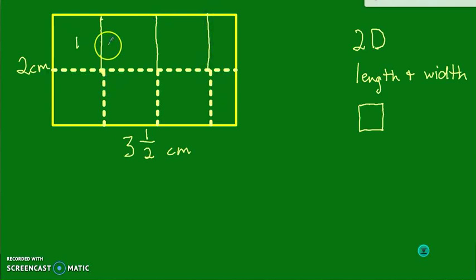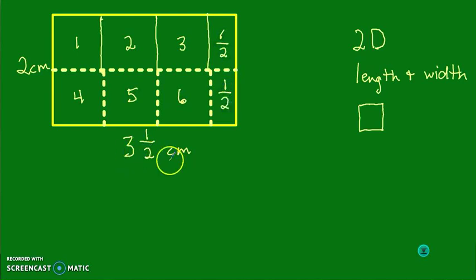So we've got 1, 2, 3, 4, 5, 6, and then this one is a half, and this one is also a half. So 2 halves make a whole. So this would be 7 centimeters squared. Remember, we have to measure that with our squares. And this exponent right here shows that it's squares. It also shows that it's two dimensions, okay, length and width.